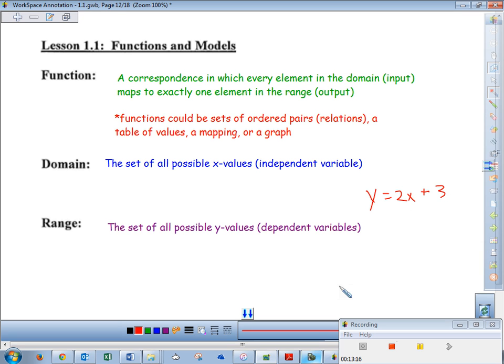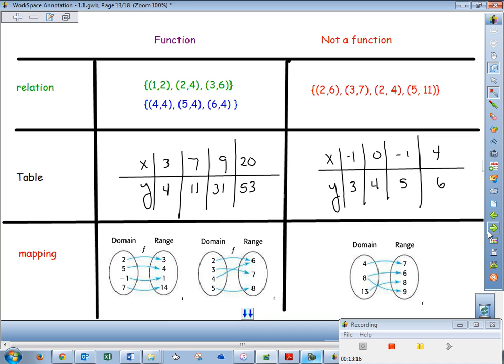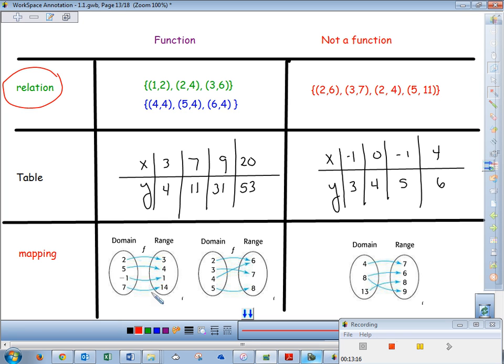Right? If I wanted to know what y was, I need to know x first. Right? Y depends on x. So here's some visuals. You don't have to draw any of this, but a relation is just a set of ordered pairs. These over here are functions because every element in the domain, which ones are the domain? The x's or the y's? X's, maps to exactly one element in the range.